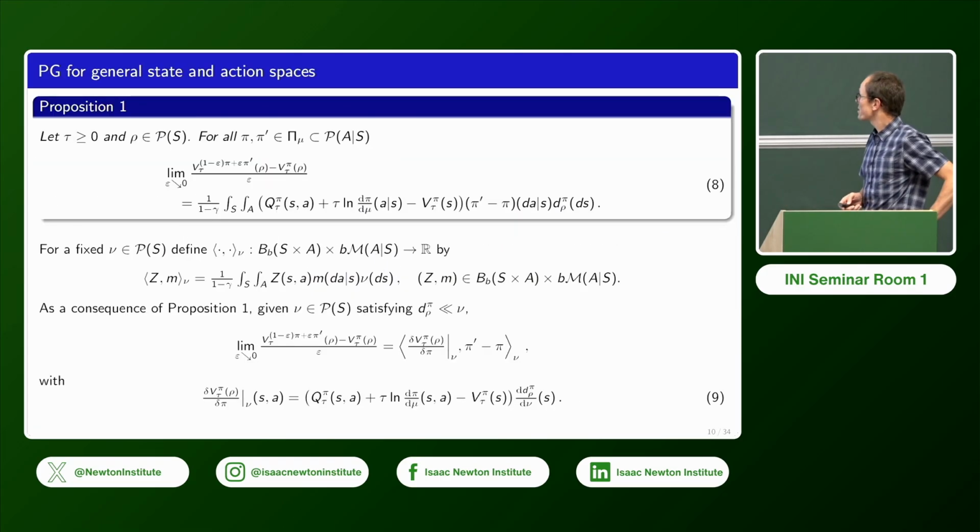And the other thing is that it gives you access to the first variation of your value function with respect to policies, and you can see that as a policy gradient theorem for general state and action spaces. So in other words, if you calculate the directional derivative of your value function when you perturb policy pi by policy pi prime, this is the expression that you get, and basically you obtain that from the performance difference.